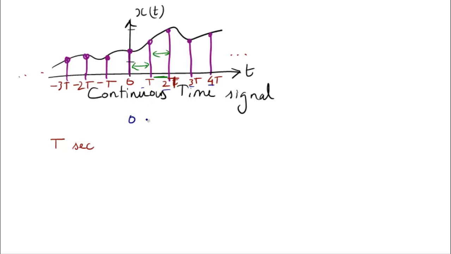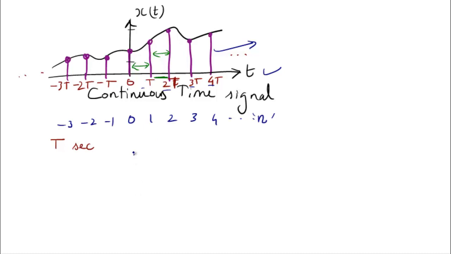So I will get 0, 1, 2, 3, 4, and it will keep going. Similarly in the negative direction, minus 1, minus 2, minus 3. And this is now not named as t, but we name it with an integer n. And that is the discrete time signal, this one.